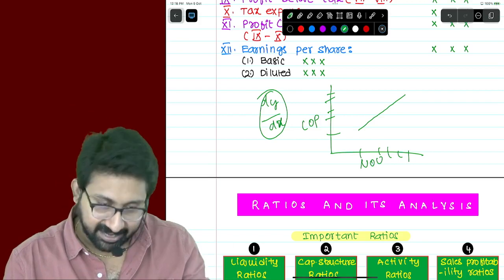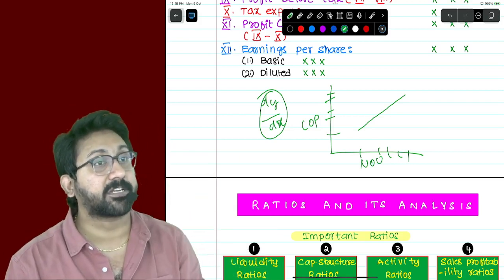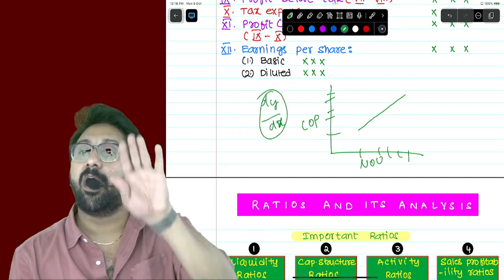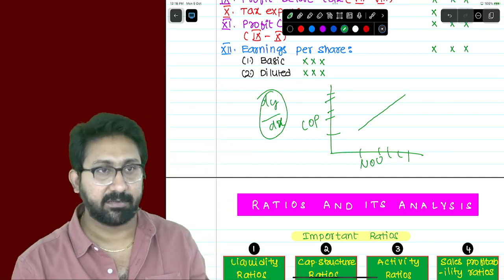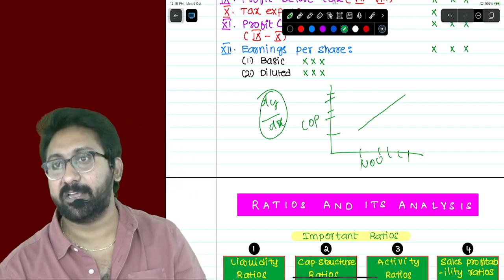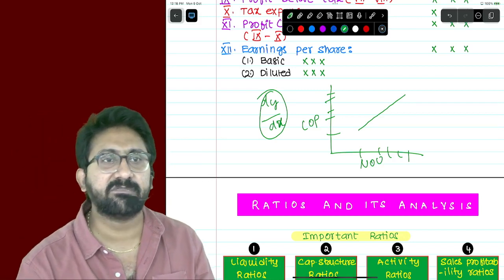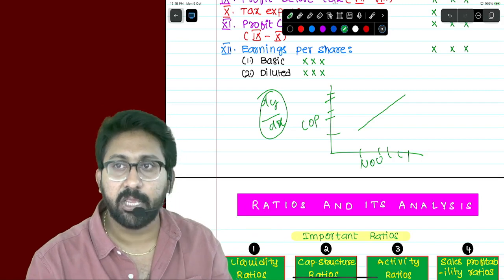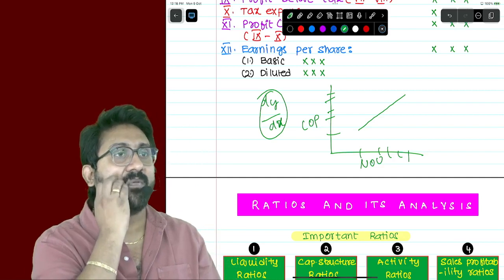Correct? Likewise, I am asking a question. Who influences whom? Number of units influences production cost, or production cost influences number of units? Always the influencer should come on the x-axis. Always. This is a basic math rule. Always who should come on the x-axis? Who should come on the y-axis? The influenced.